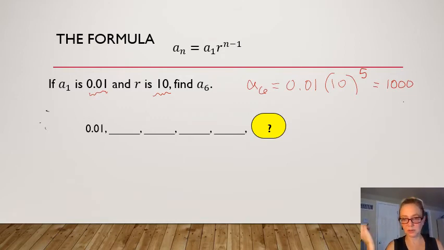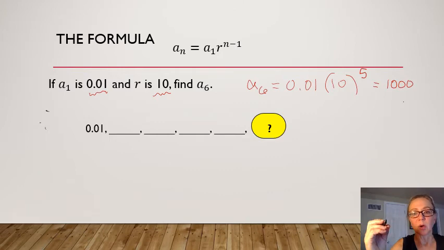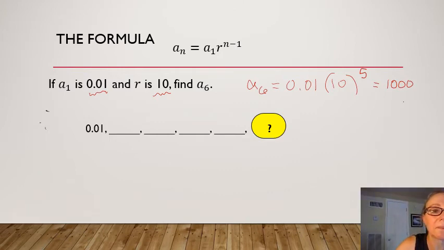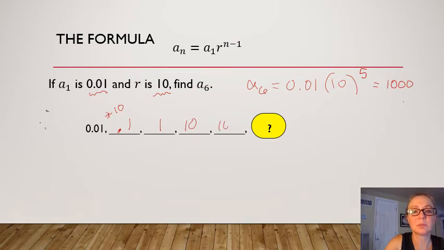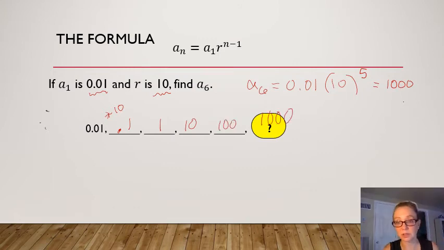Now, to make sure you believe that, and also to show you the brute force way of doing the problem, we're going to multiply 0.01 by 10 and create the sequence the brute force way. 0.01 times 10 is 0.1. 0.1 times 10 is 1. 1 times 10 is 10. 10 times 10 is 100. And 100 times 10 is 1,000, which is the same answer we got using the formula.